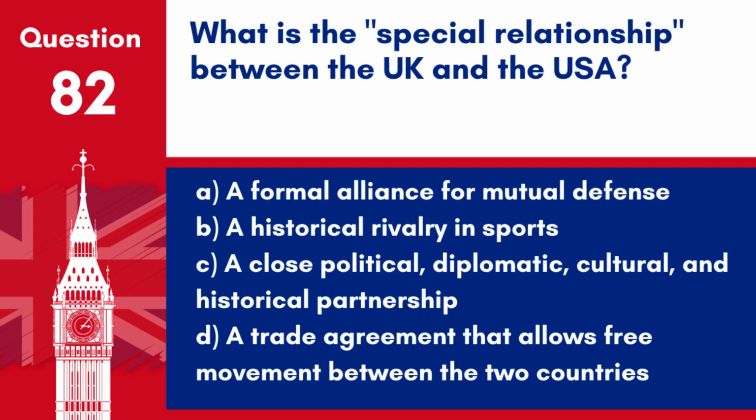Question 82. What is the special relationship between the UK and the USA? A. A formal alliance for mutual defence. B. A historical rivalry in sports. C. A close political, diplomatic, cultural and historical partnership. D. A trade agreement that allows free movement between the two countries. Answer: C. A close political, diplomatic, cultural and historical partnership.